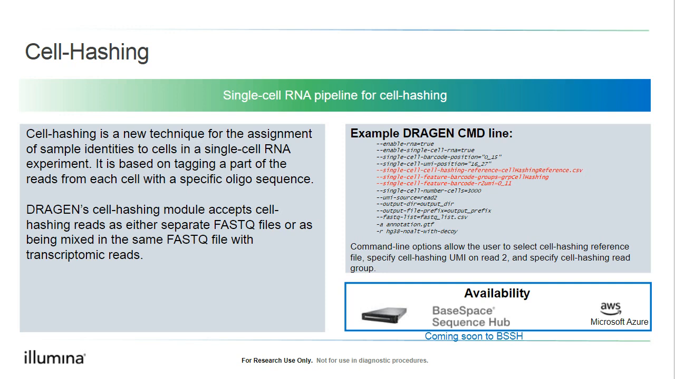on the right, what we're showing you is that you need to provide us as an input the cell hashing reference, or these oligo sequences, or these tags that we need to use for the cell hashing experiment, and then you let DRAGEN know that this file is for the cell hashing feature, and then we can use that to demultiplex the cells.